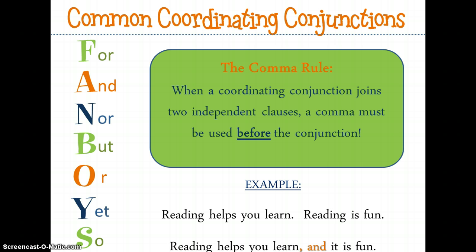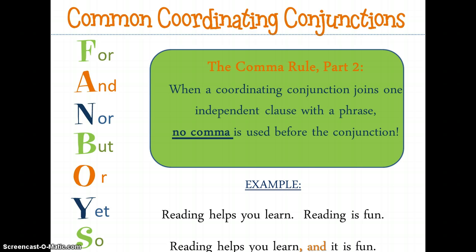Look at this example. Here are two very short little sentences. Reading helps you learn. Reading is fun. Kind of repetitive. Sounds better to put them together and say, reading helps you learn, comma, and it is fun. But whenever we have a coordinating conjunction that joins one independent clause with a phrase, no comma is used before the conjunction. Let's look here. Reading helps you learn and is fun. That phrase, is fun, does not contain a subject, so it's not a clause, so you have no comma before the and.